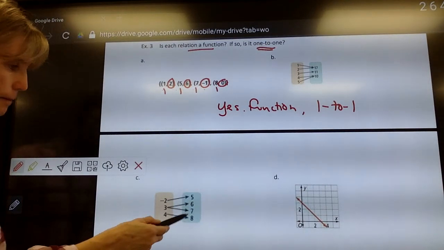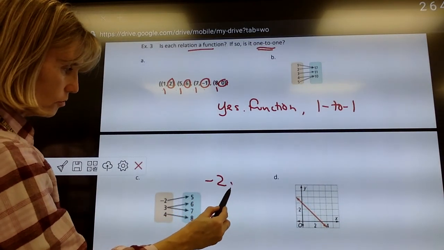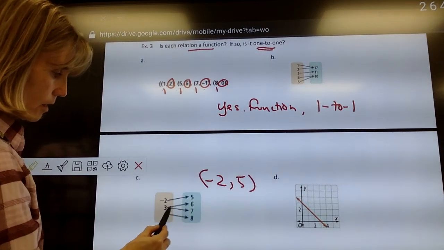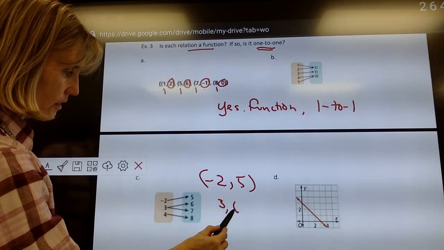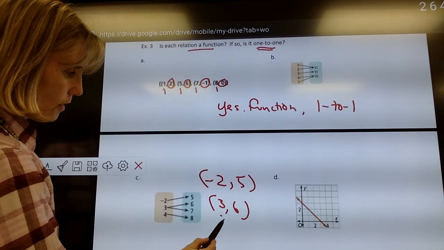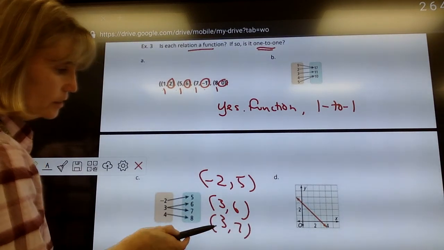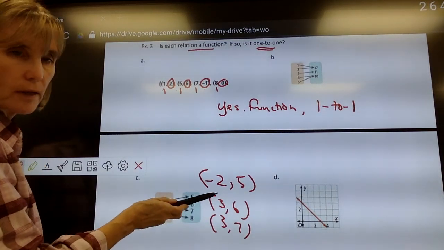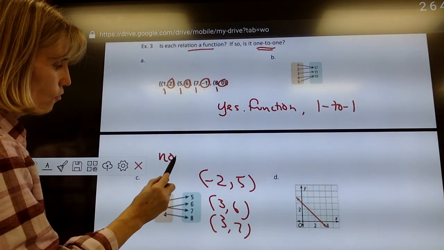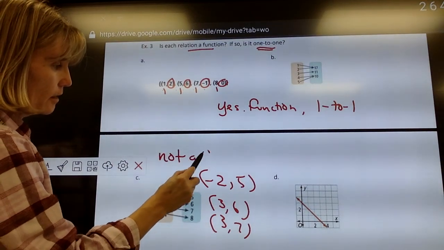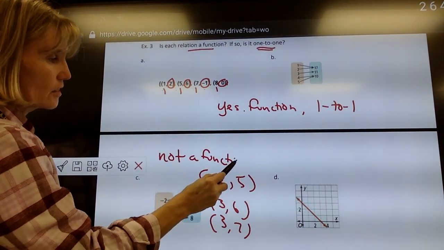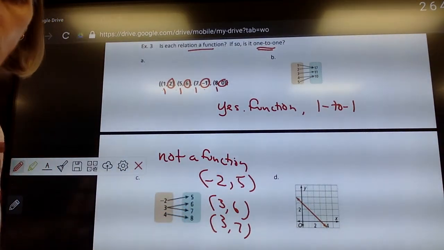If I look at this mapping down here, I can see negative 2 is going to 5. I can see 3 is going to 6. And 3 also has a line going to 7. So I'm seeing right now that my x values are repeating. So this is not a function. And if it's not a function, you don't even worry about the one-to-one part.